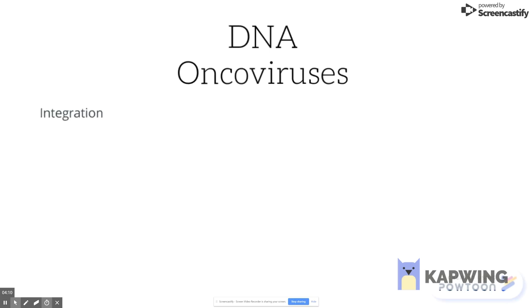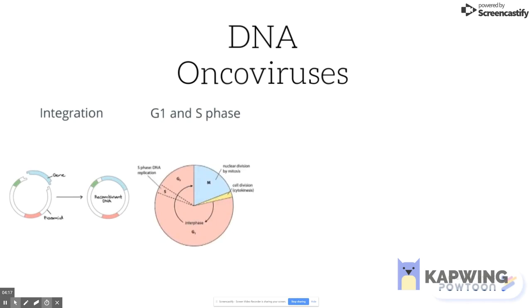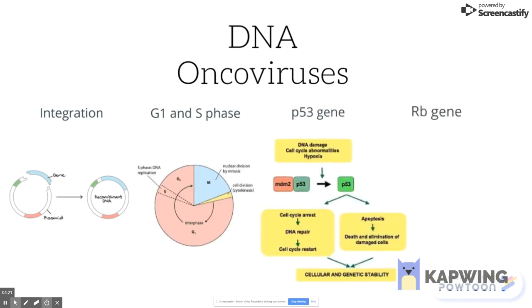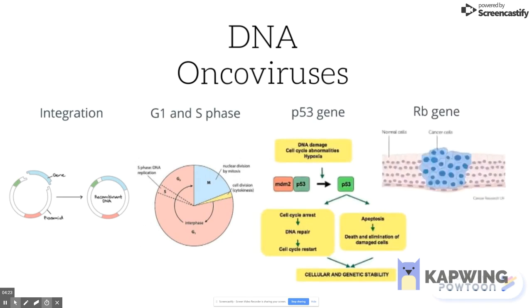DNA viruses can cause cancer in many ways. The first is integration, where they insert their own DNA, causing mutations. Second is between certain checkpoints of cell replication, and can cause premature or too much replication. Third is by turning off the p53 gene, which is a tumor suppressor, and last is the RB gene, which is also a tumor suppressor, but prevents too much cell replication.